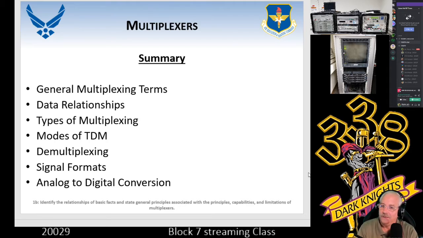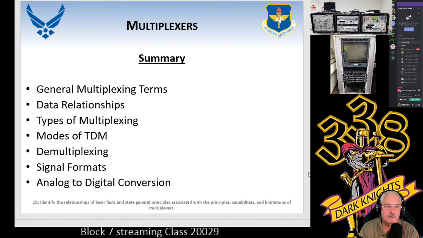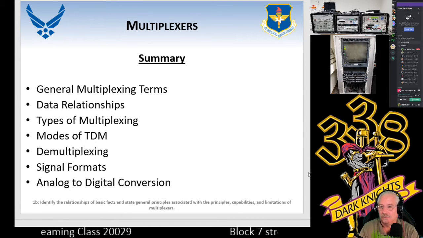So this is all overwhelming. This is the reason why Block 7 is considered one of the tough blocks here in the course. We've gone over general multiplexing terms, data relationships, types of multiplexing, modes of TDM, demultiplexing, signaling formats, analog to digital. So here's the question. What are the 3 self-clocking signaling formats?